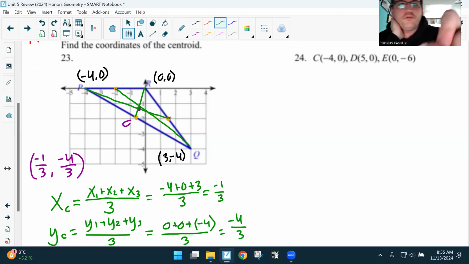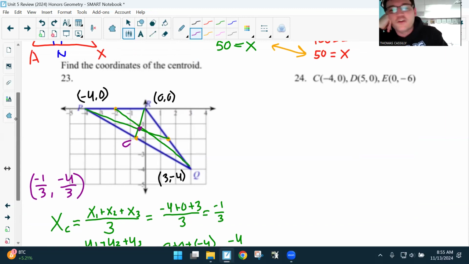Right? Look where all three of them cross. This is our point of concurrency. All three medians cross at that centroid. Right? That's what the centroid is by definition. It's just where the medians intersect. All right, so that's how we do it.